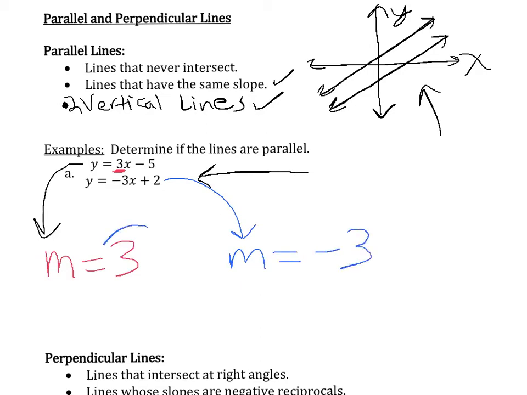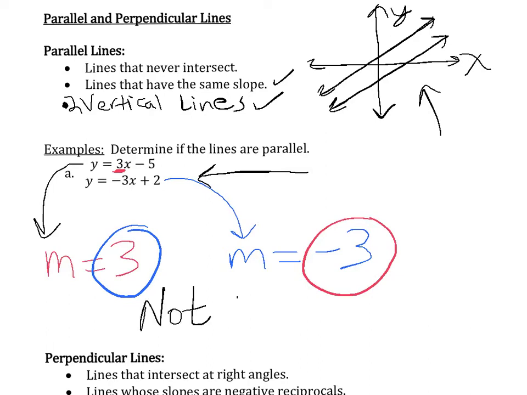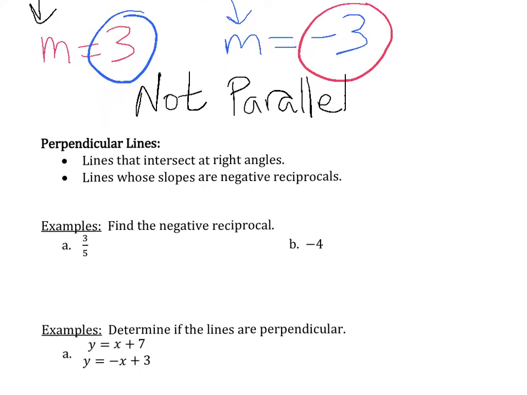And since 3 is completely different from negative 3, right? They're not the same. They don't have the same slope. So we'd say that no, these lines are not parallel. All right, if the slopes were the same, then we could say that yes, the lines are parallel. All right. Now we're going to talk about perpendicular lines.